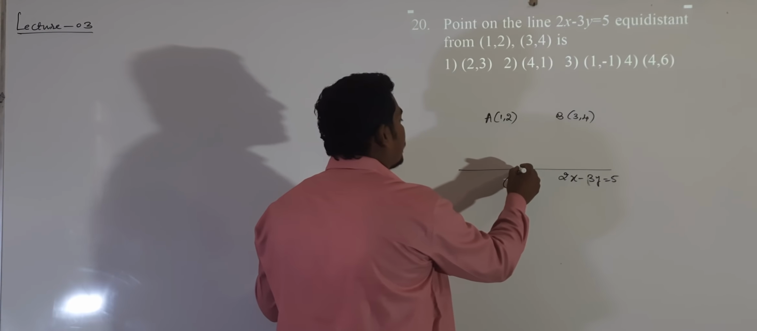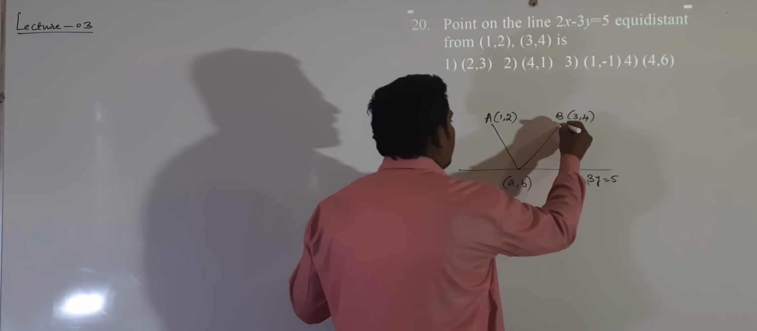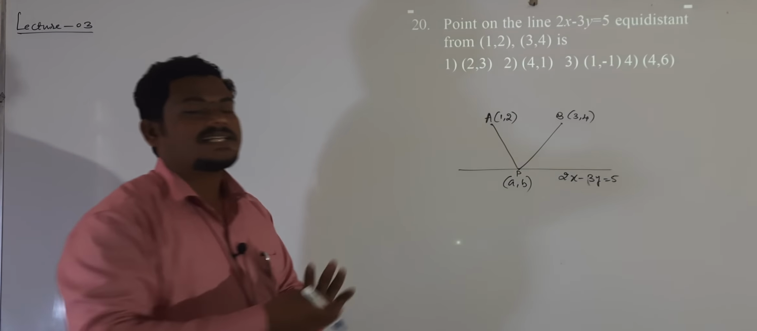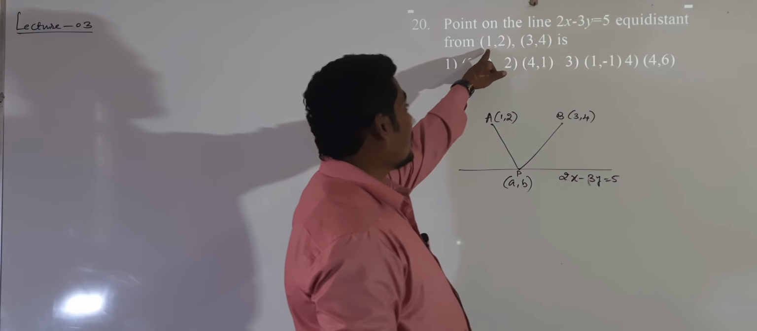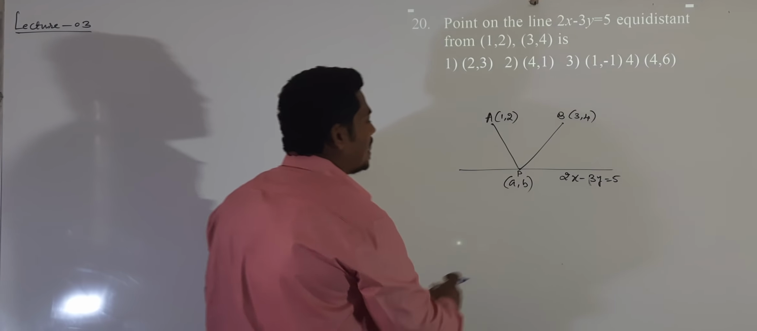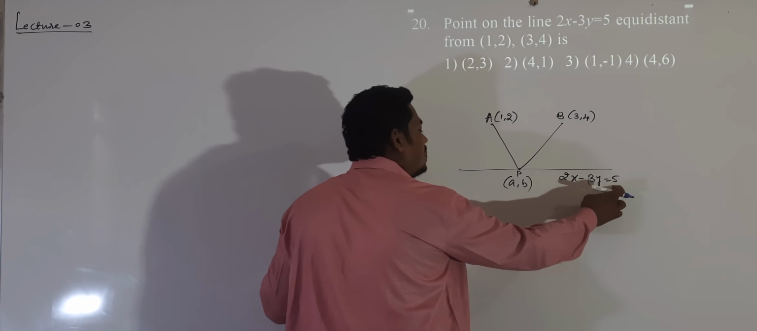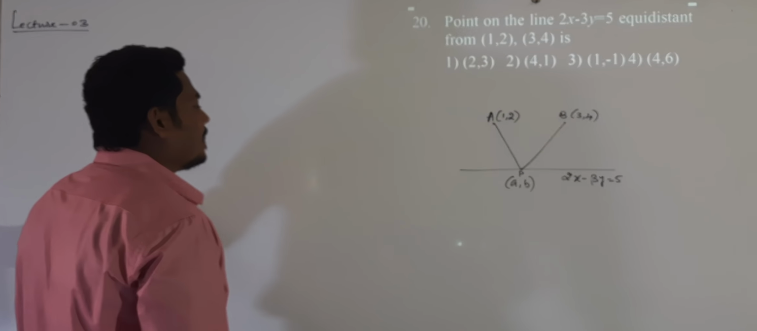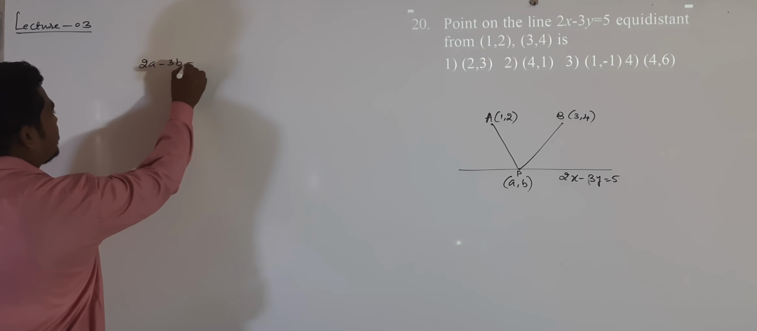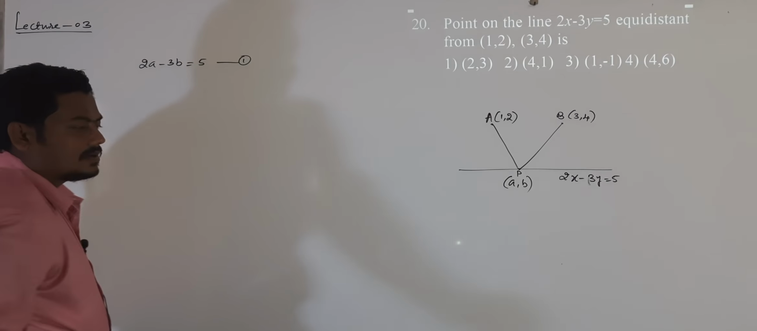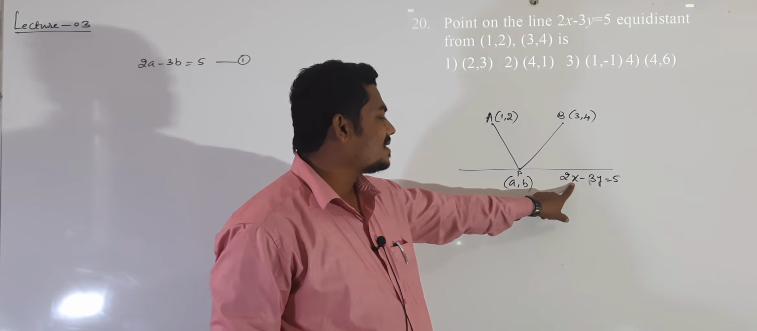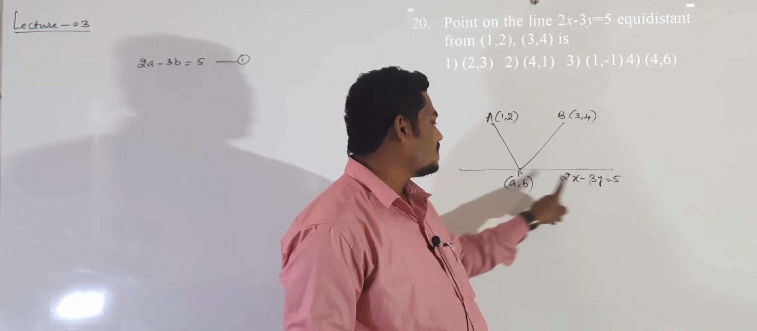From the given data, these two distances are one and the same. Our required point P is equidistant from these 2 points and lies on this line. This line 2x minus 3y is equal to 5 passes through this point, which means the given line becomes 2a minus 3b is equal to 5. Take this as equation number 1, because our required point lies on this line, so just replace the x value with the x coordinate of this point and the y value with the y coordinate of this point.